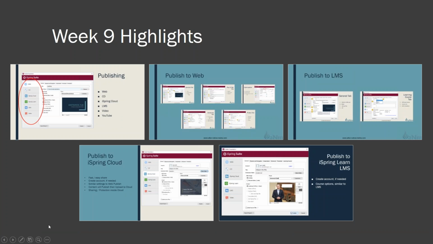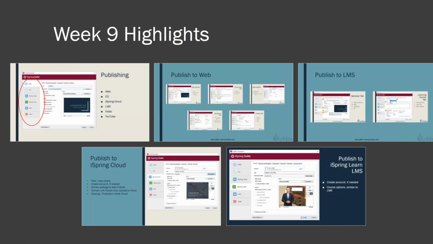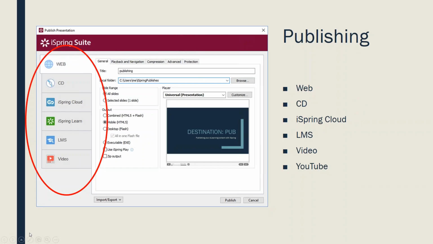So week 9, as you remember, this is last week, we took a look at various ways to publish. We went through a lot of the different publishing options available. As you can see, there's a lot involved, including publishing for web, publishing to a regular LMS that you may have, or up to iSpring Cloud, or even to the iSpring Learn LMS as well. There was a lot of great discussion about how to do various items.